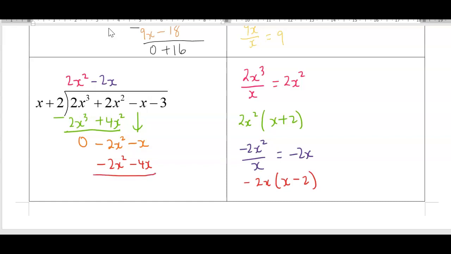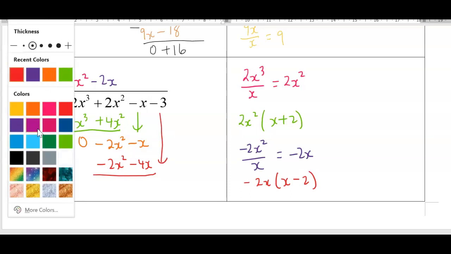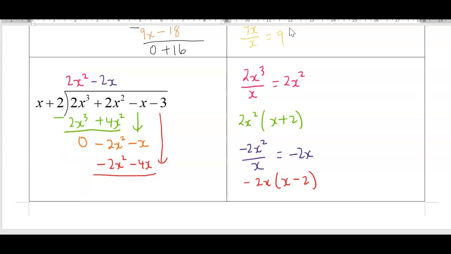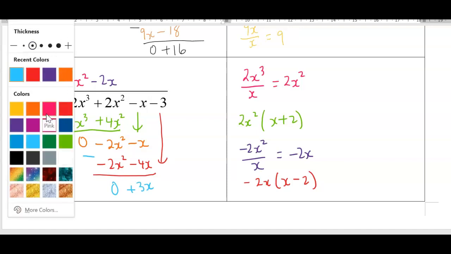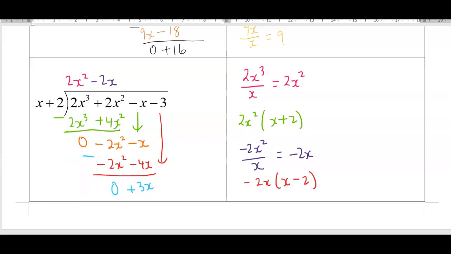And I'm going to bring that negative 3 down in a sec. All right, we'll colour it blue. Okay, so then we've got 0 here, and don't forget we're taking away: negative x minus negative 4x, so negative x plus 4x is plus 3x. And then we repeat the process. What colour haven't I done? Yellow. Okay, so 3x divided by x gives you 3. So that goes up here. And then we multiply that through.